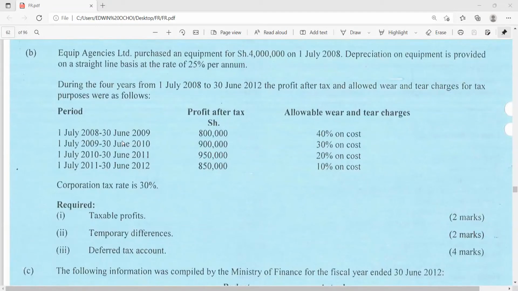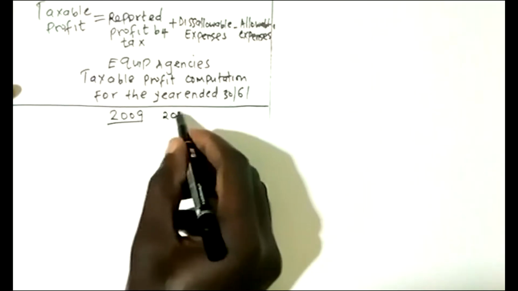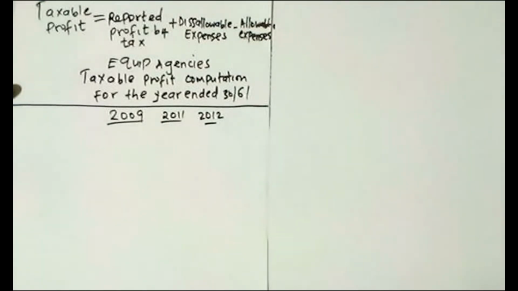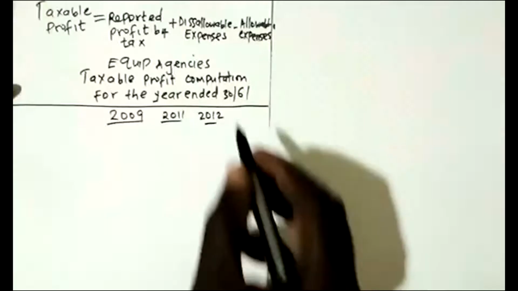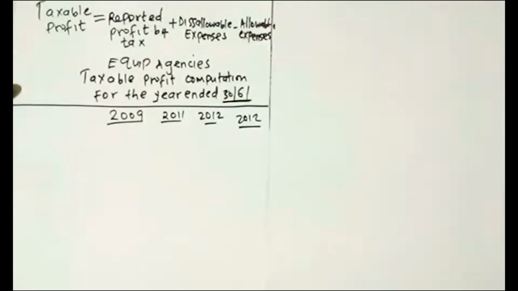So 30th June. How many years do we have? We have 4 years: 2009, 2010, 2011, and 2012. So it was starting 2009, or 2008, 2009, I think, up to 2012. All the years were ending on 30th June.